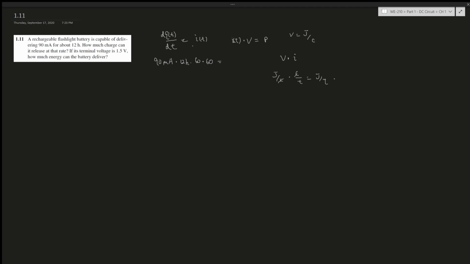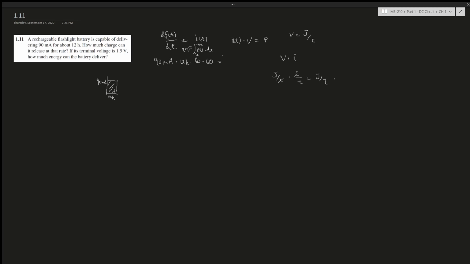Because if we say I(t) times dt, taking the integral, equals Q(t), this is just finding the area on the graph, which is exactly what's over here, right? So this is 90 mA because it's constant, and then the time is 12 hours, which we convert into seconds, and it's just the area over here. That's why we're doing all these multiplications.